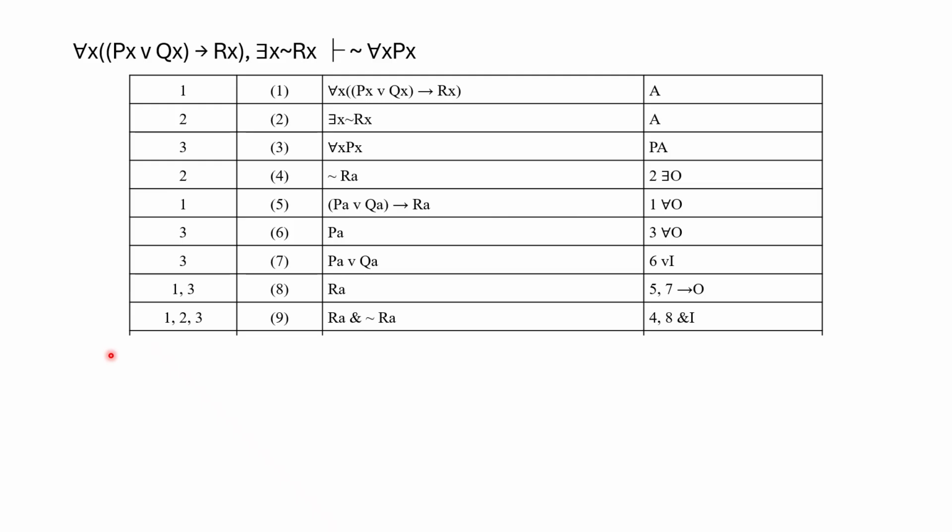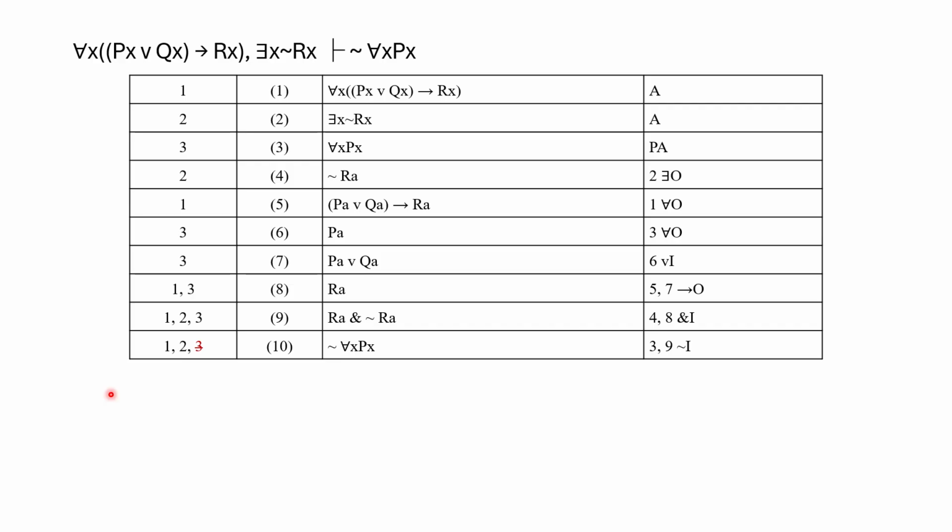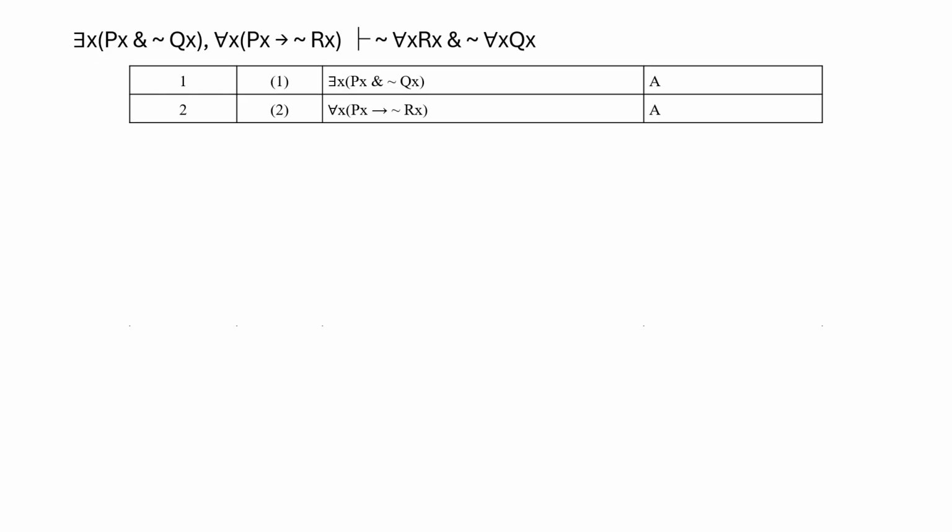I've got a PA, it builds a contradiction. So in line 10, I can add a tilde to this PA up here to get tilde AX PX. So 3 is where my PA is at, 9 is where my contradiction's at. I'm adding a tilde, and then last thing I've got to do is just drop out that PA that's associated with the assumption number 3. I'll give you a chance to pause the video.